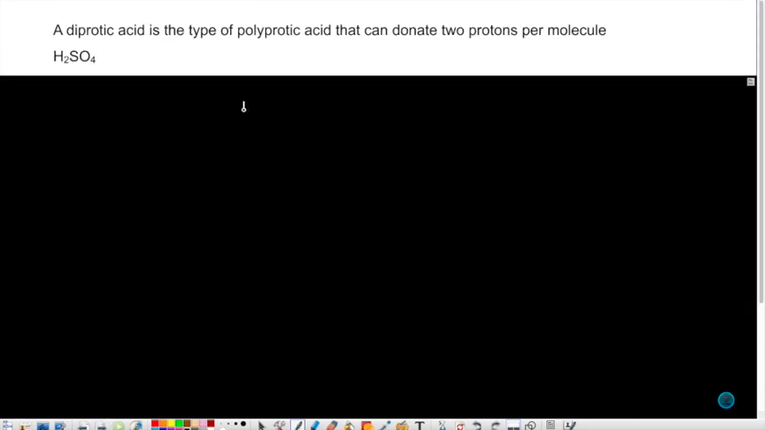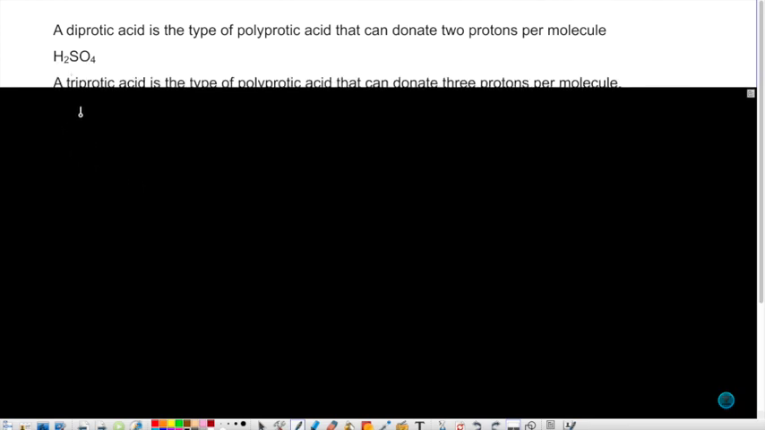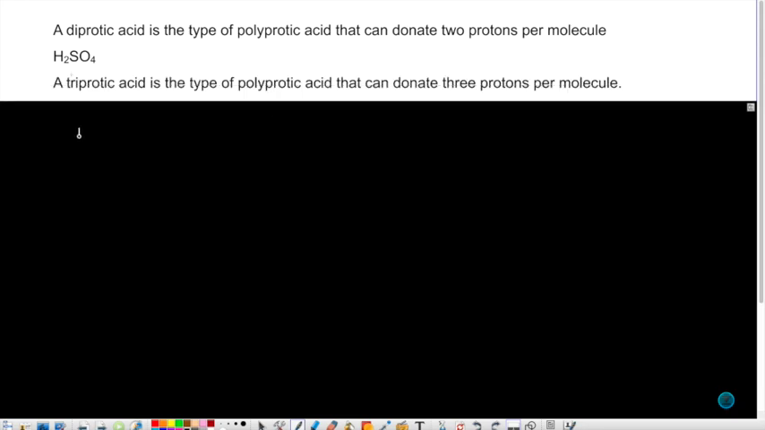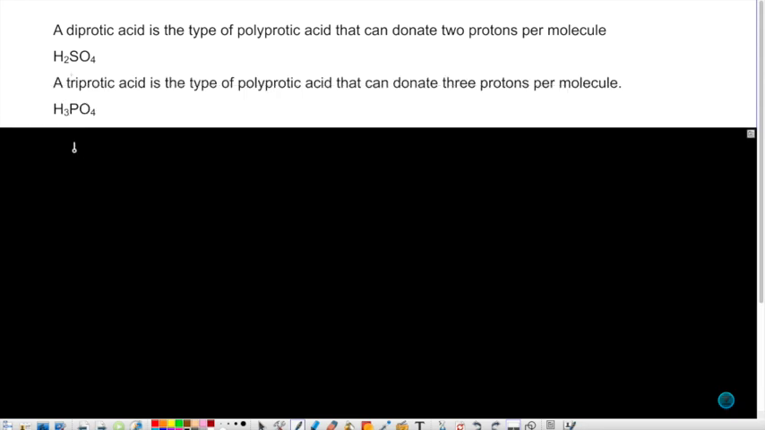There's also diprotic acid, a type of polyprotic acid, that just donates two protons. An example of that would be sulfuric acid. And there's also triprotic acid, which donates three protons.